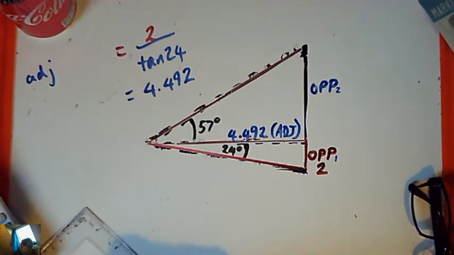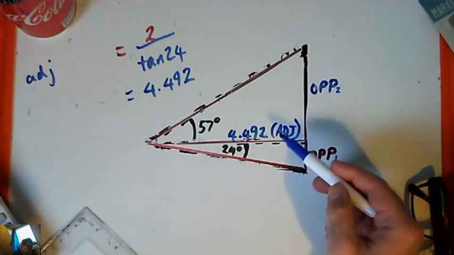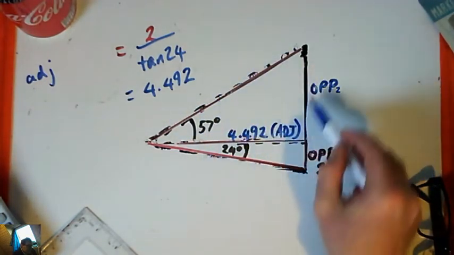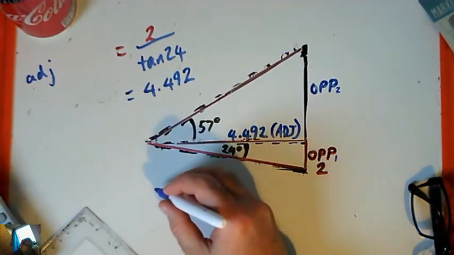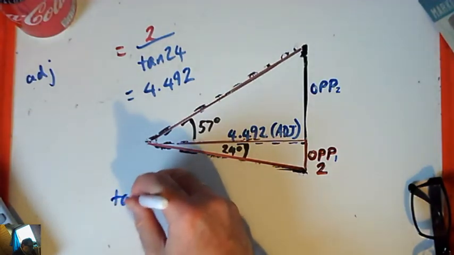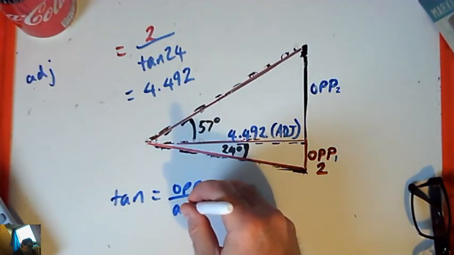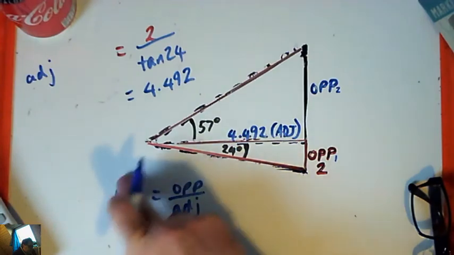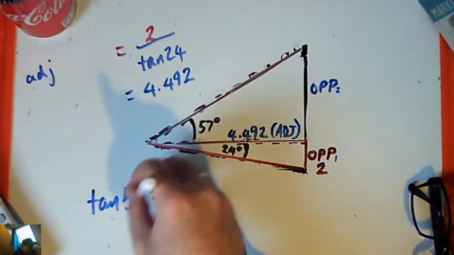Okay, so the opposite side and the adjacent side and the 57 degrees are what we've got in the big triangle. So that's going to be tan again. So tan equals opposite over adjacent. The angle in this case is 57, so we're talking about tan of 57 degrees.